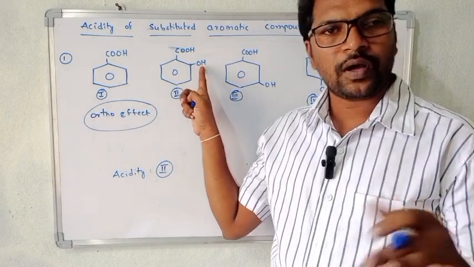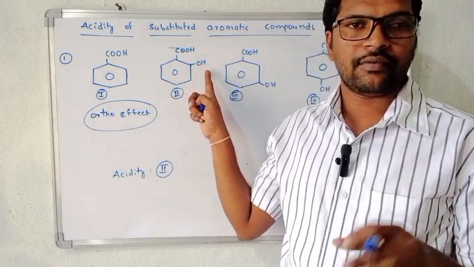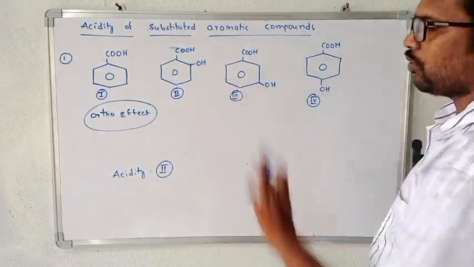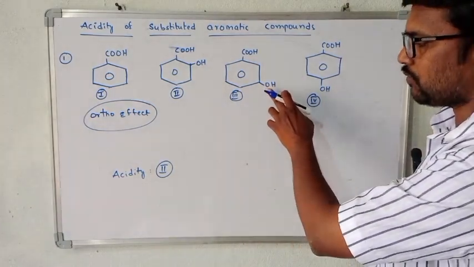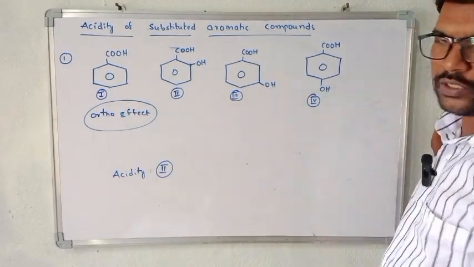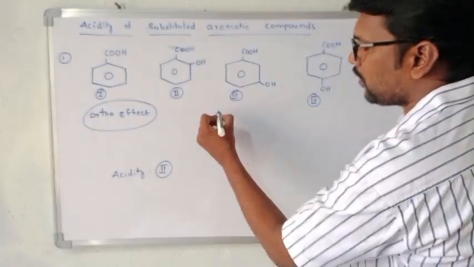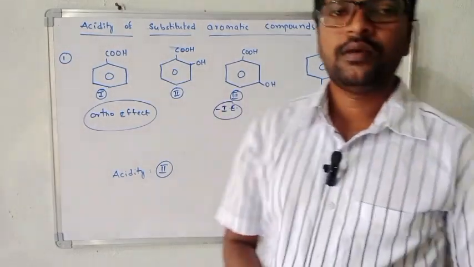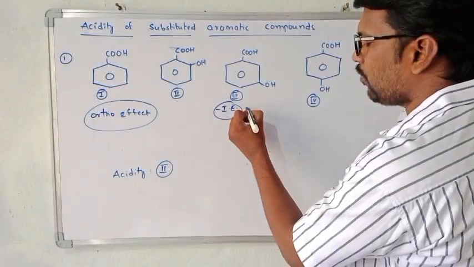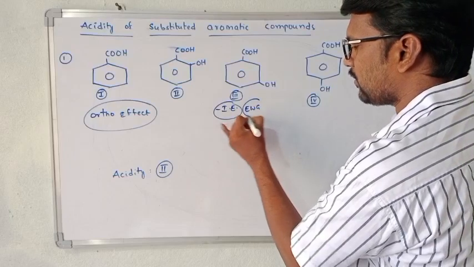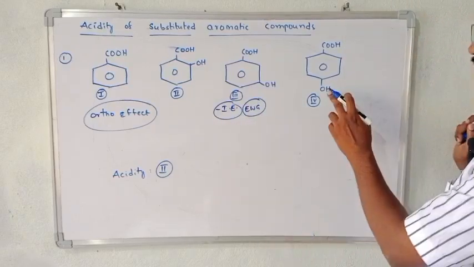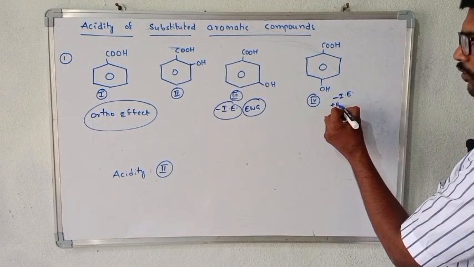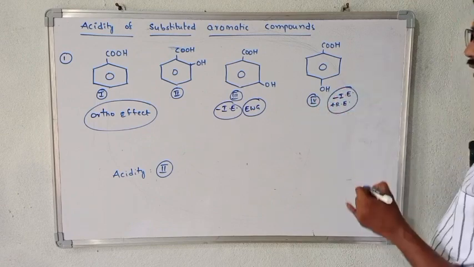Whether it is a plus I group or minus I group, electron donating or electron withdrawing, any group at the ortho position gives more acidic nature. It is due to the ortho effect. Now in the remaining ones, OH at the meta position and para position. Whenever OH is present at the meta position, it has minus I nature, that means OH acts as a minus I group, an electron withdrawing group. Whenever it is present at the para position, it has minus I nature, and in addition plus resonance nature, the mesomeric effect, is also present.